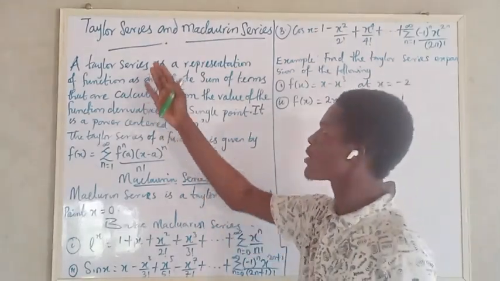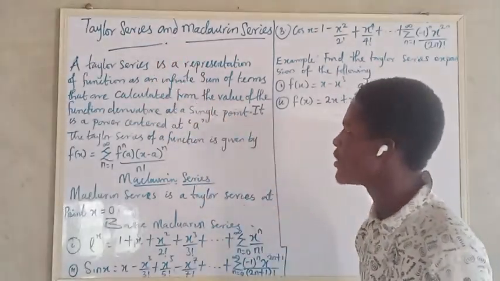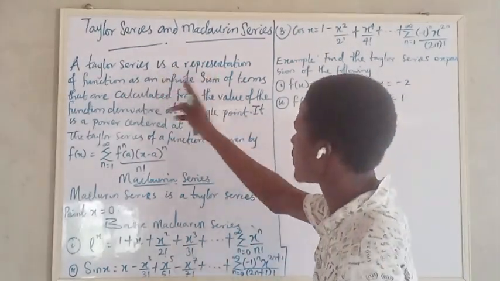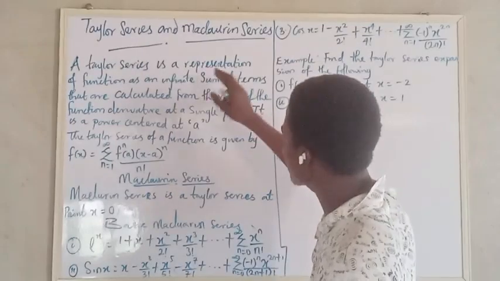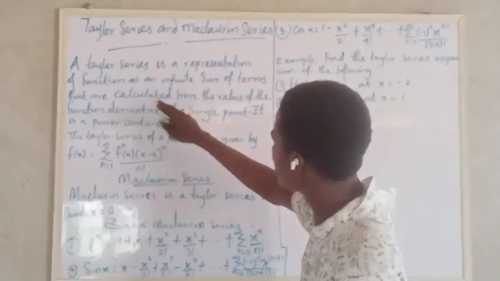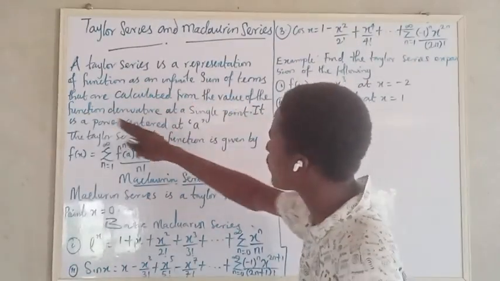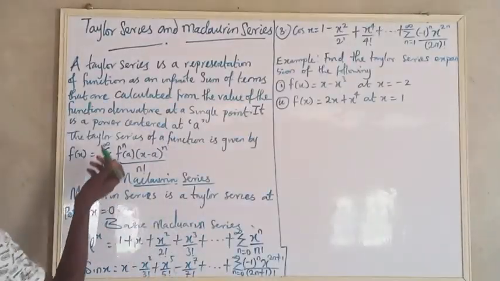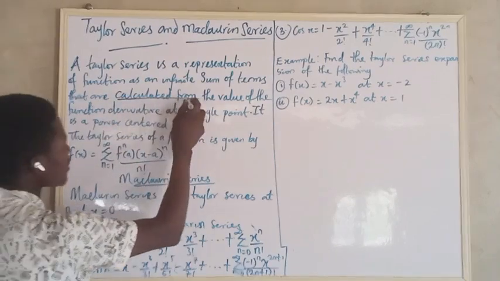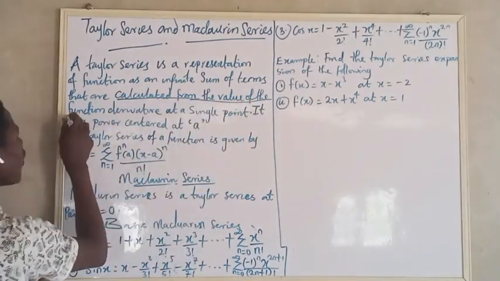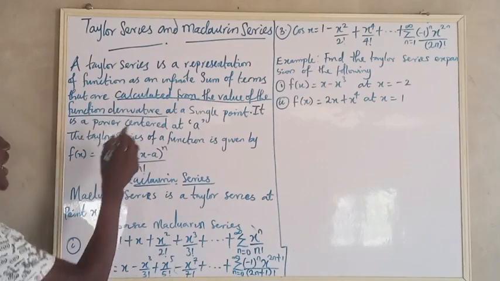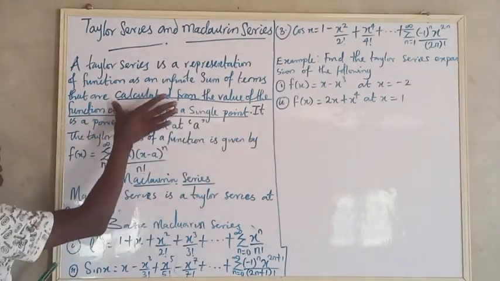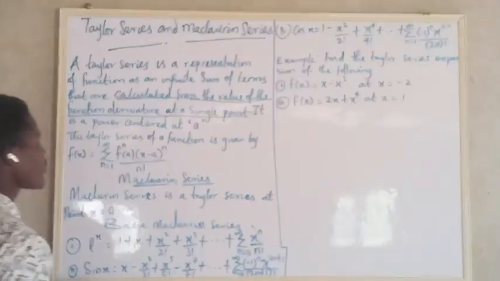Alright, in today's class, I'll be talking about the Taylor and the Maclaurin series. So, what is the Taylor series? A Taylor series is a representation of a function as an infinite sum of terms that are calculated from the values of the function's derivatives. One of the important things you need to know is that it is calculated from the value of the function's derivative at a single point. And we'll be seeing the application of this definition in some of our examples today.